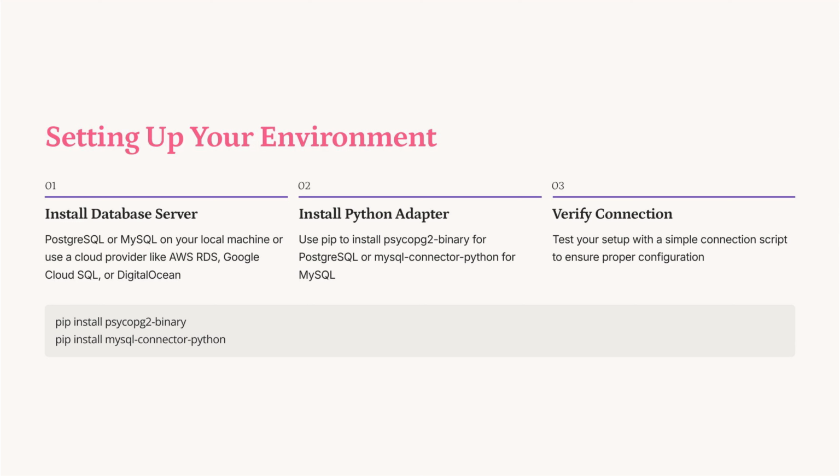Begin by installing PostgreSQL or MySQL on your local machine, or opt for cloud services like Amazon Web Services Relational Database Service. Next, install the Python adapter using pip: psycopg2-binary for PostgreSQL or mysql-connector-python for MySQL. Finally, verify your setup with a simple connection script to ensure everything is configured correctly.